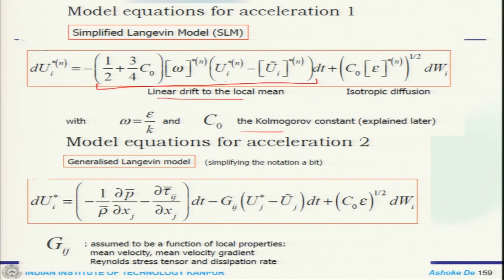But then there is another model, which is the generalized Langevin model. How does it calculate this drift? This has a diffusion, which is a Wiener process, then it has a pressure gradient and shear stress gradient, and then there is another process. This function g depends on local properties: mean velocity, velocity gradient, stress and dissipation rate. And how would that look?